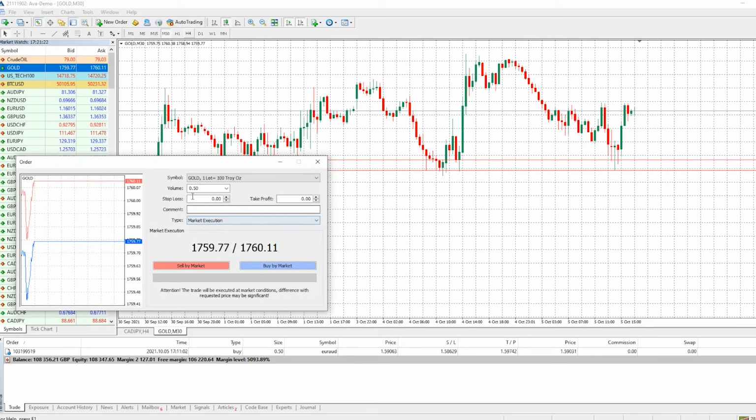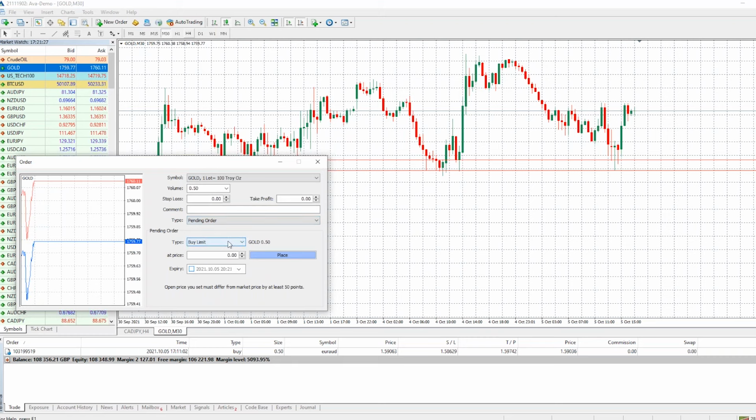So if we just go on gold to pending order, and you have 4 types of pending orders. The buy limit pending order buys from a lower price. Okay, so if gold drops and you want to buy from say 1750, then you do buy limit. You put the at price at the price you want to buy. In this example, 1750.